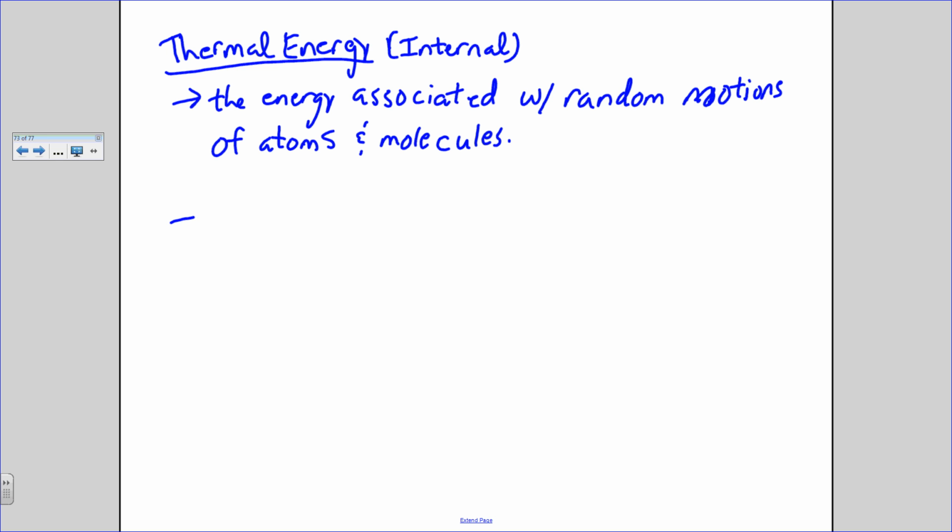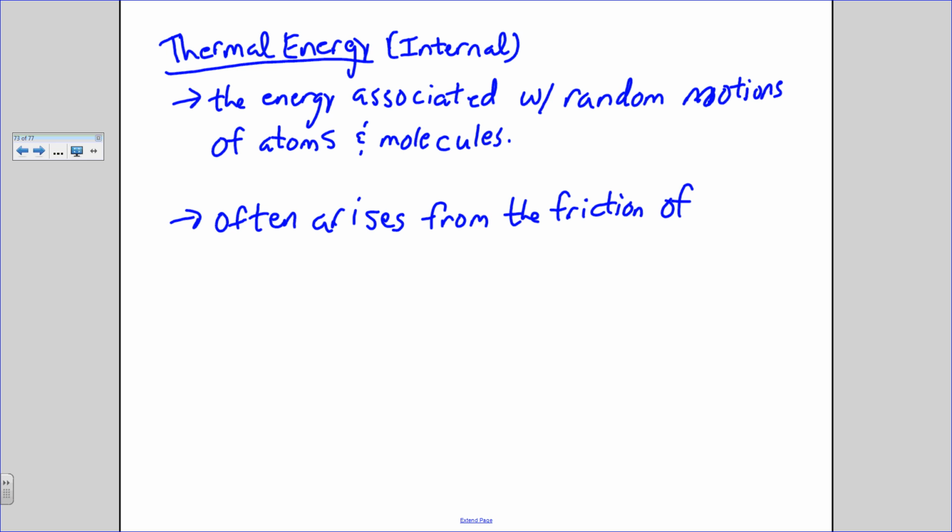Thermal energy often arises from the friction of two surfaces. What happens if you rub your hands together? What happens to your hands? They get really hot. The friction between your hands causes your hands to warm up, and that creates thermal energy. It often arises from the friction between two surfaces.